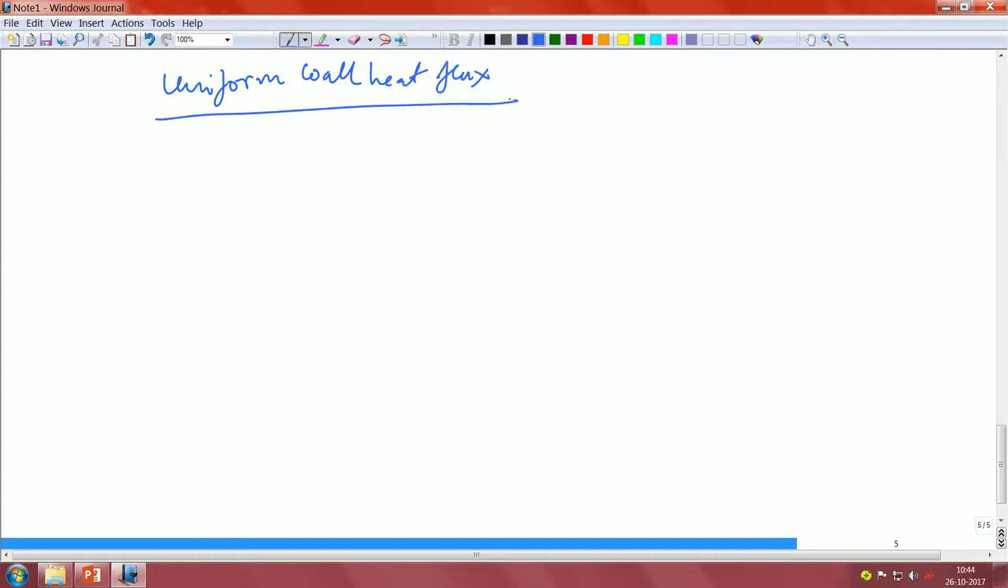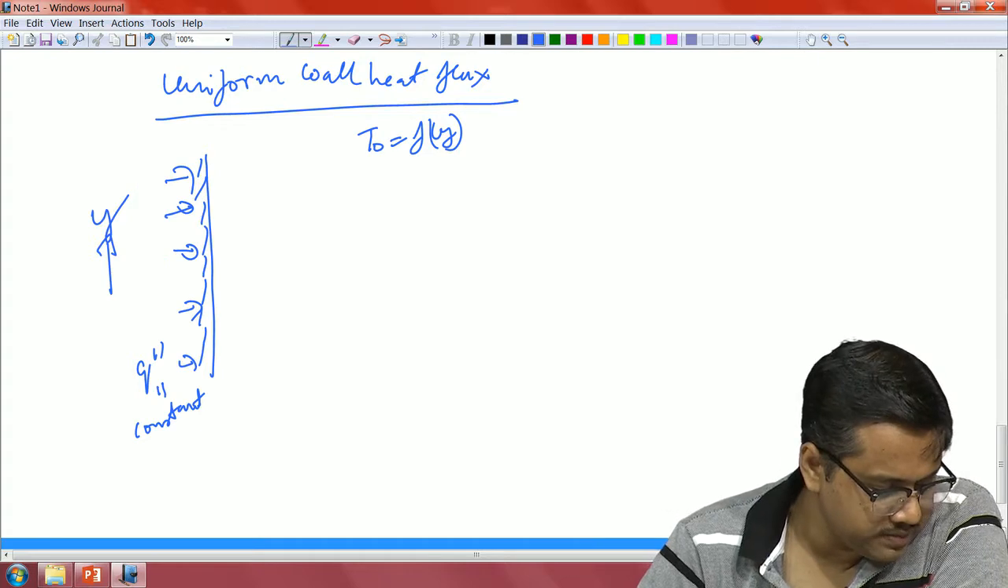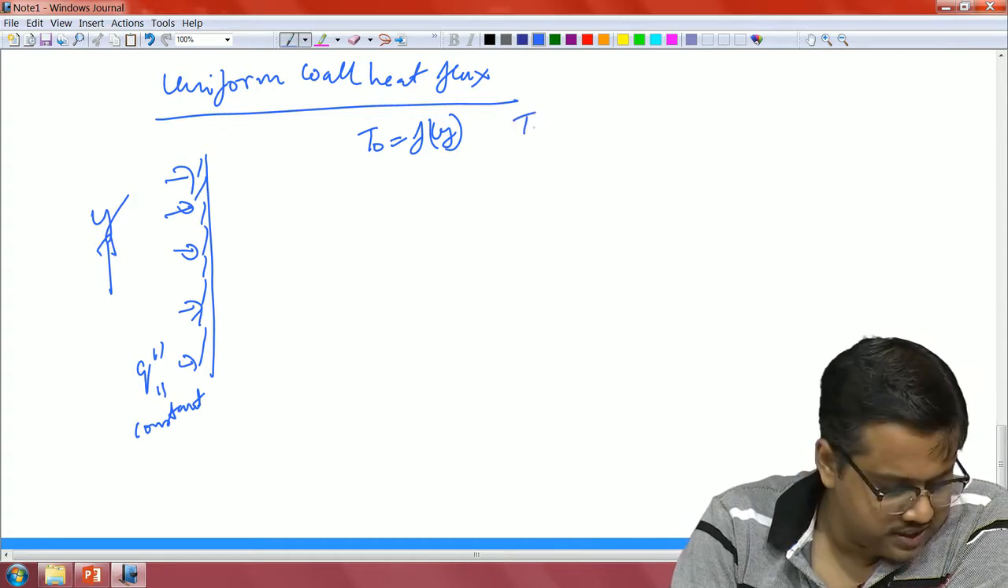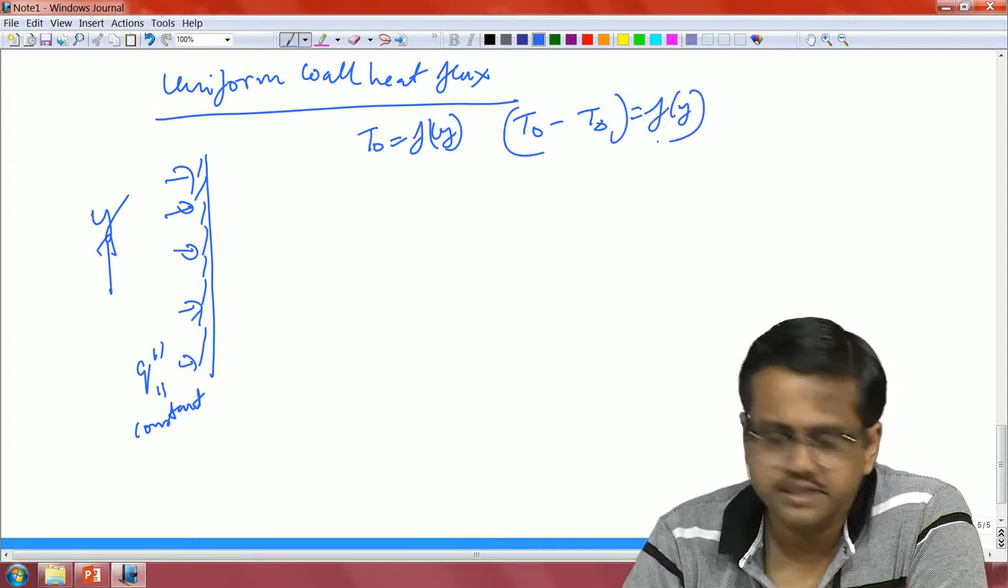This problem is a little bit more complicated, because you now have a wall which is no longer at a uniform temperature. You are supplying it with some heat flux, Q double prime, which is equal to a constant. That is what you have done. And this means that your T naught will now be a function of y. So T naught minus T infinity will be a function of y, correct.